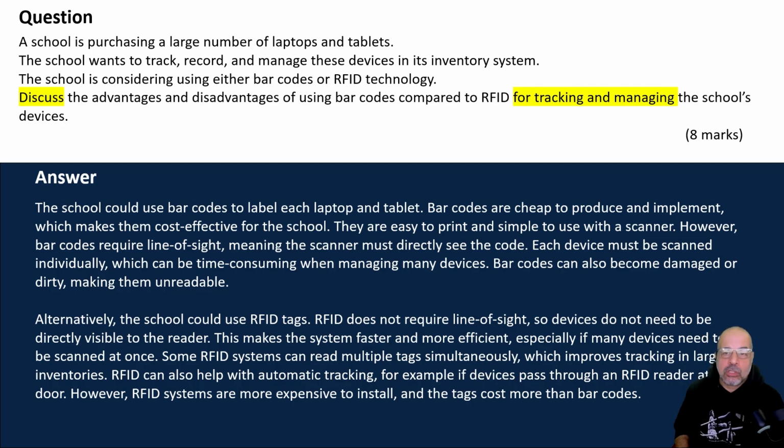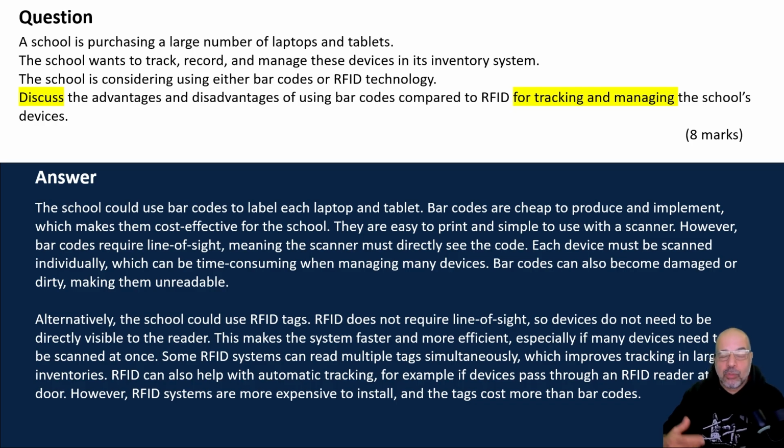So here's my model answer for you. But before we get to that, let's understand what we mean by tracking. If we're going to be giving devices out to students, or we're going to have a lot of devices in the school, we need to be able to have an inventory. That inventory must have all the serial numbers of all the devices. We need to record those somewhere.